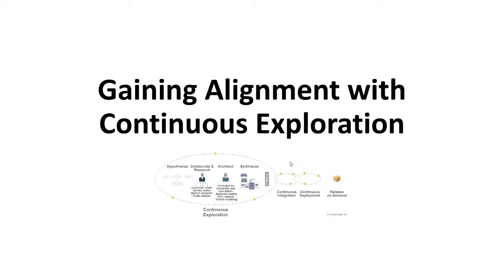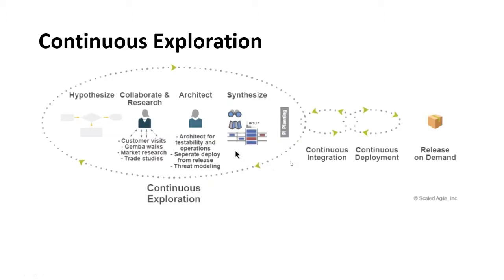So I've been talking about these dimensions, the first one being continuous exploration, and the big thing that we're going to do in this dimension is to gain alignment. So here's a bigger view of what happens in this particular cycle. We have these subdimensions of hypothesis, collaboration and research, architecture, and synthesis. And many of you may have a background in design thinking. So, you know, seeing some of the things under collaborate and research you'll be familiar with.